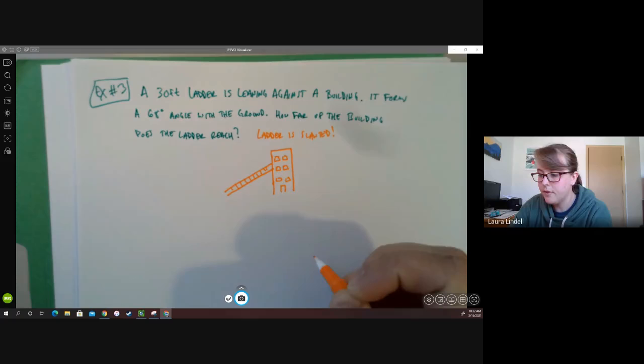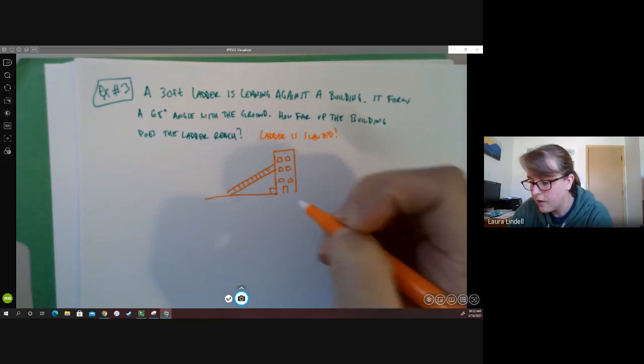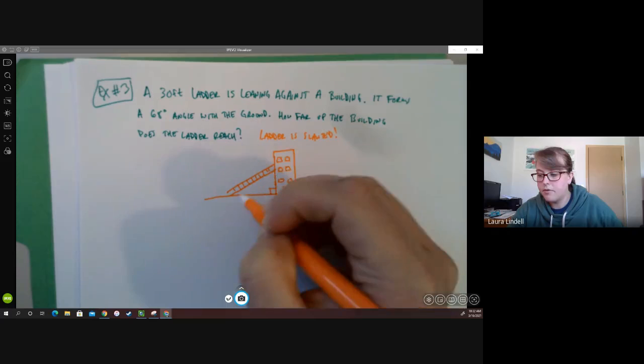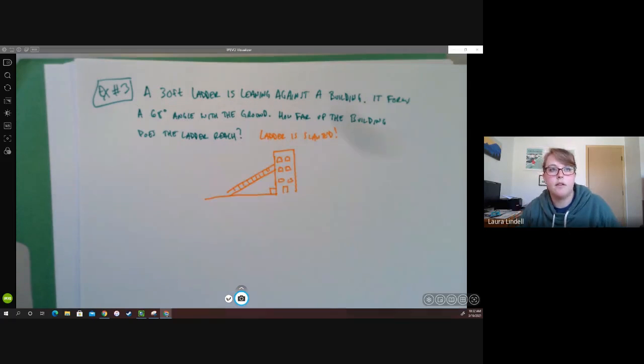And then we've got the ground. So we can see this right triangle that we'll get here. So that's the kind of idea we're looking at when we talk about the ladder problems.